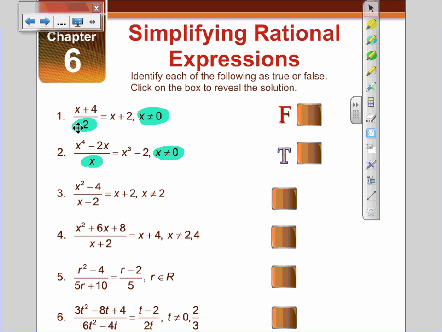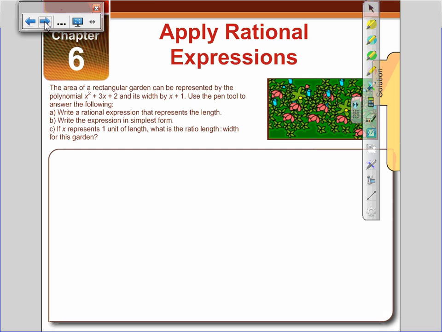If I just pick one more, let's look down here at 5r plus 10. What value of r would make that 0? Well, this is saying that there is no restriction, that r could be any number, but I don't think r could be minus 2, because if it was minus 2, it would be 0. So that one's false. So just the same skill.